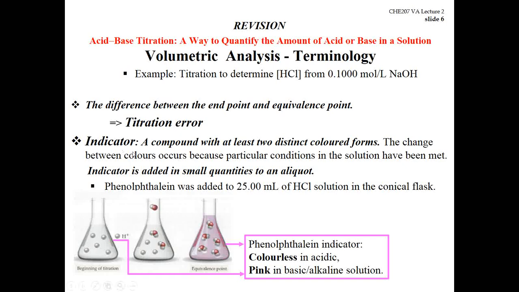So the end point is determined by the change of color of the indicator. So the indicator should have at least 2 distinct colors. In the case of phenolphthalein, it changes from colorless in acidic solution to pink in alkaline solution. The indicator must be added to the conical flask in a very small quantity. We will look at the reason for this later.